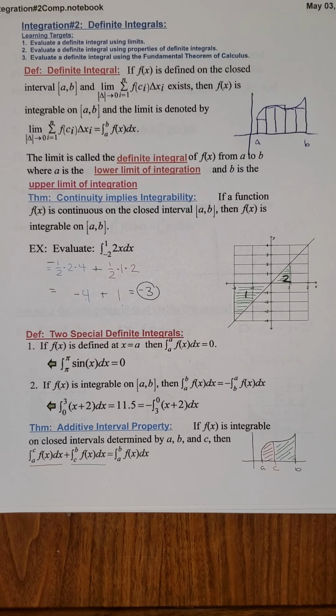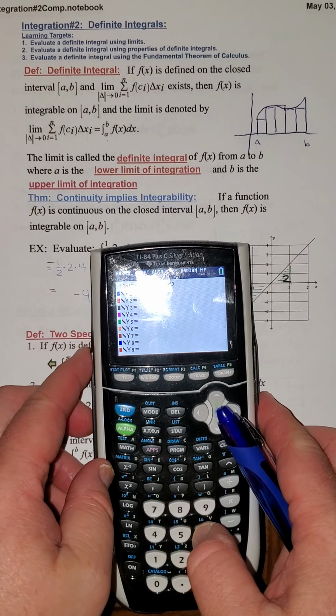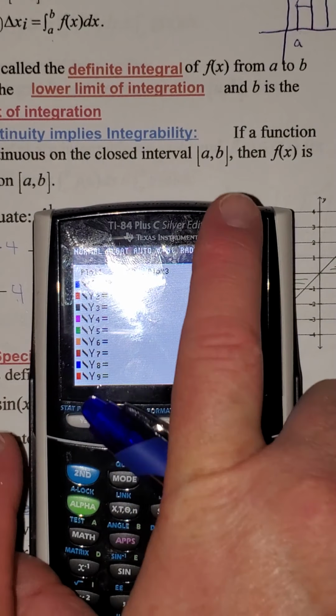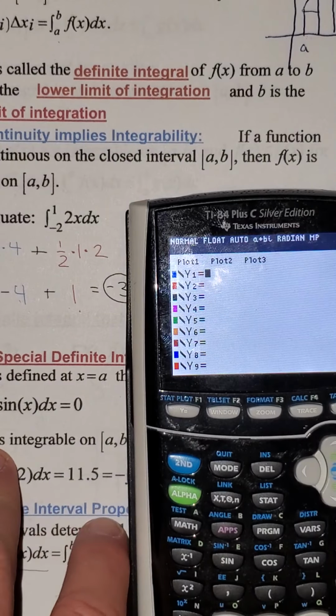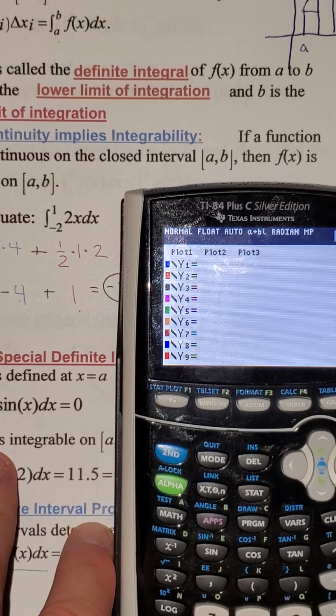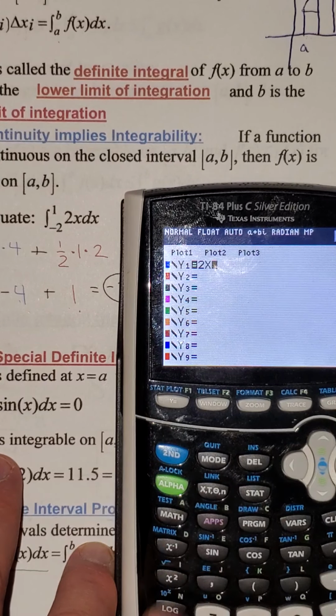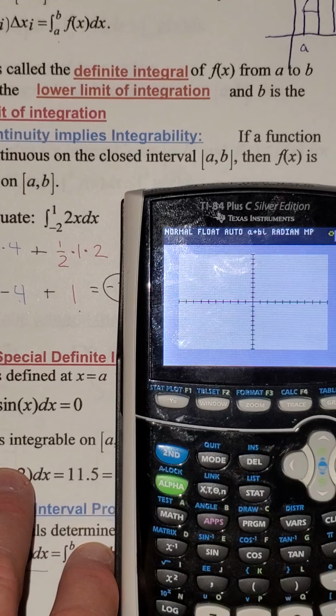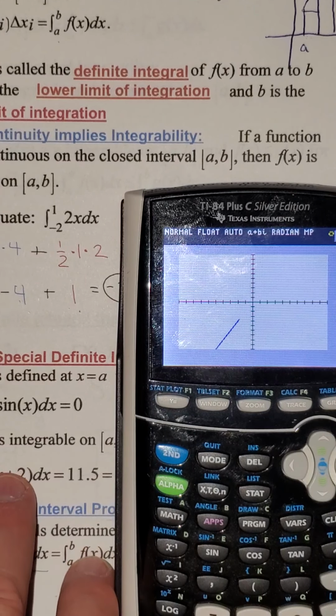There is also a way to do this on your calculator. I'm hoping all of you can see my calculator. I'm going to try and zoom in here a little bit. Let me get it out of the glare there. What you can do, first of all, is you can put the function into your calculator, and you can graph it. Again, this is the graph we're looking at on my paper.